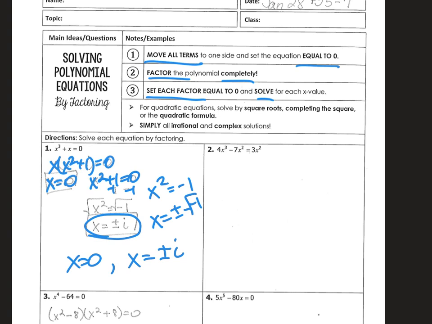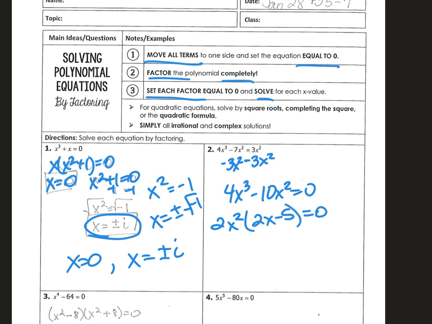Okay, so let's look at problem 2. Problem 2 is not equal to 0, so I have to fix that. So I have to subtract 3x squared from both sides. So I have 4x to the third minus 10x squared equals 0. Okay, then always look for a GCF, and I have one. I can actually take 2x squared out of all of this, and I end up with 2x minus 5 in parentheses. And I got that by dividing everything by 2 and then taking x squared off.